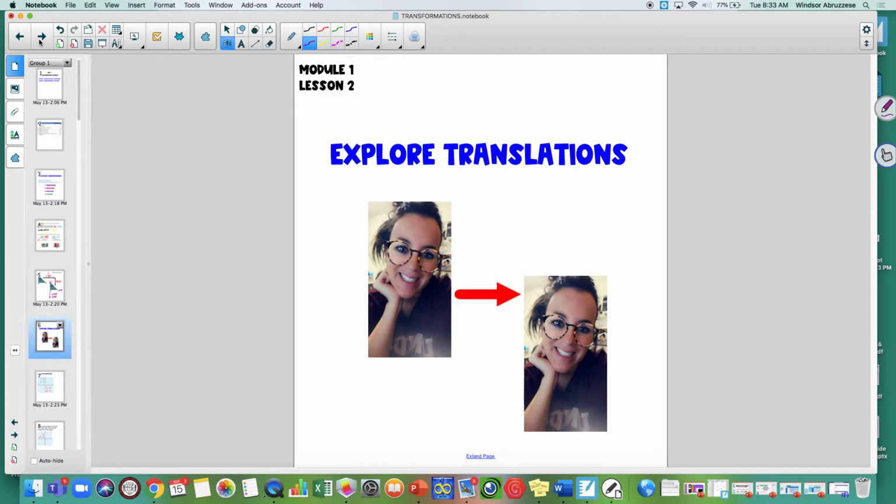We're going to do some examples of translation. So here I've just taken my regular Snapchat picture and I slide it over to the right and maybe even down a little bit. Did my picture get bigger? No. Did my picture get smaller? No. So it's the same size, same shape. Therefore, these two pictures are congruent.